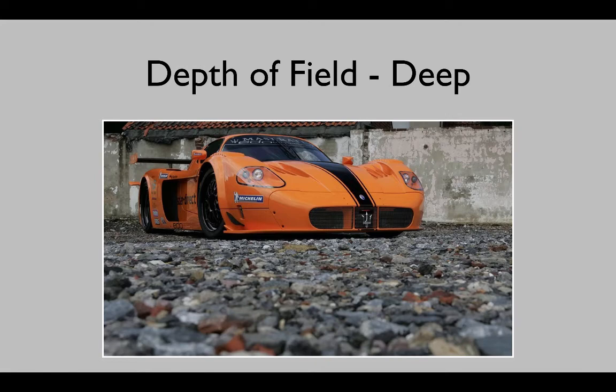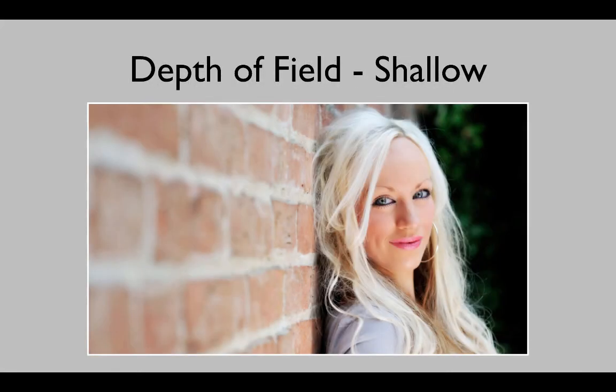You can see in this example that even very close to the lens, the rocks are in focus. And everything behind the car, even up to the wall, is in focus as well. This is a very deep depth of field. But in this image, very little in front of the model and nothing behind her is in focus. We call this a shallow depth of field.